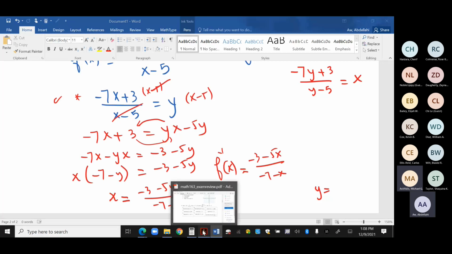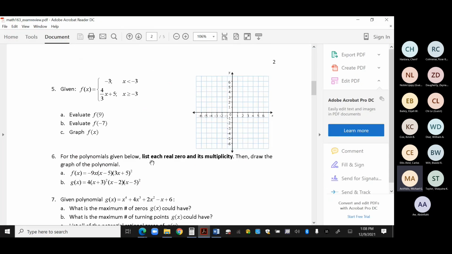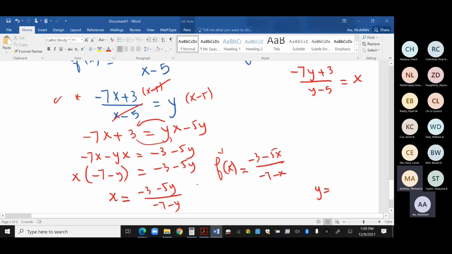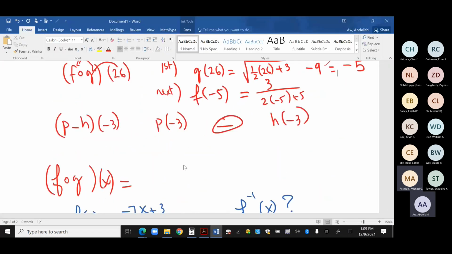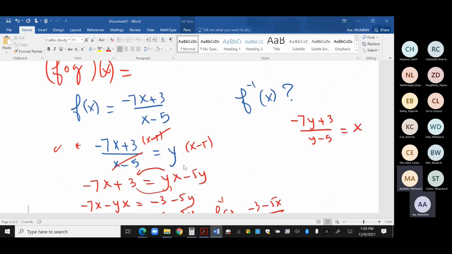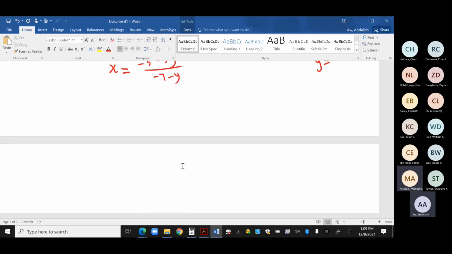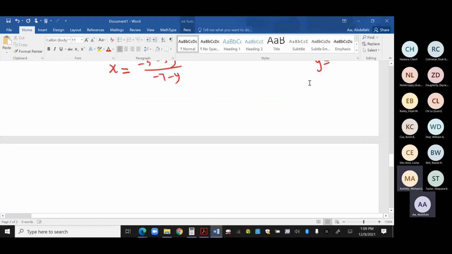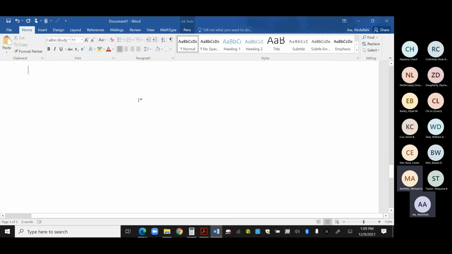That was the thing in this topic. Now comes this, where we have a piecewise function: how to evaluate a piecewise function and then how to graph it. How to evaluate it and how to graph it.